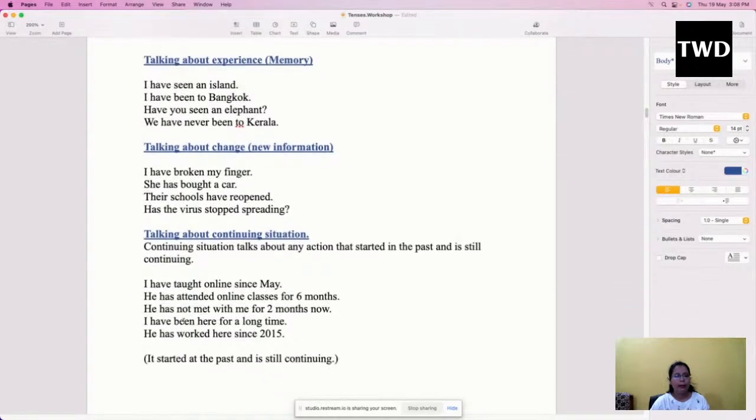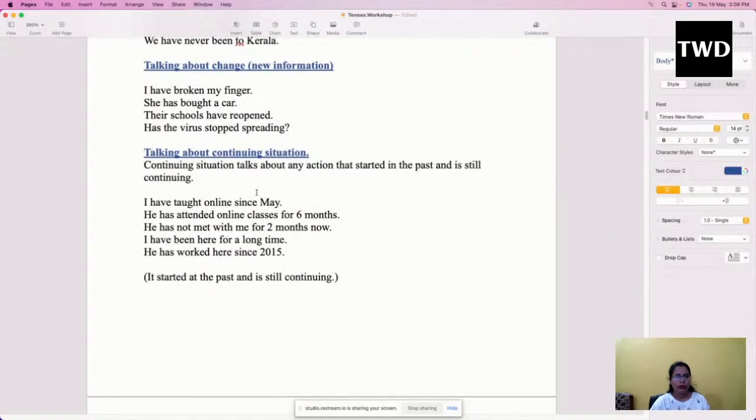And talking about continuous situation, generally for continuous situation we use present perfect continuous tense. We do not use present perfect tense, but in case you are using it, we can frame sentences like this: I have taught online since May. So this sentence doesn't mean that we have completed teaching. This sentence says that from the month of May we started teaching online, and yet we are teaching.